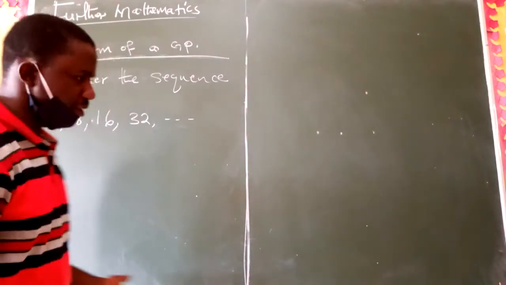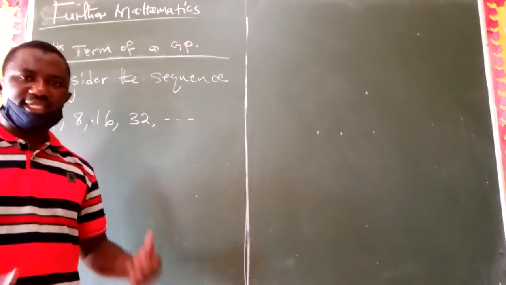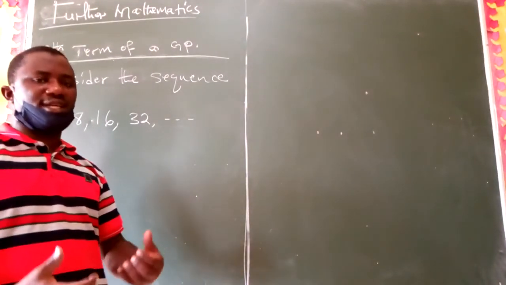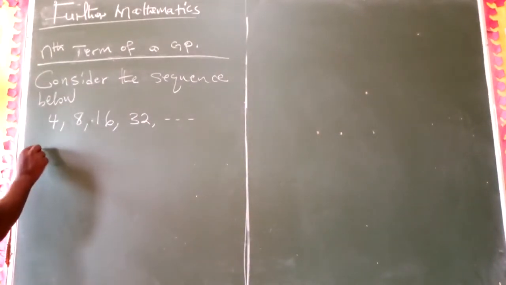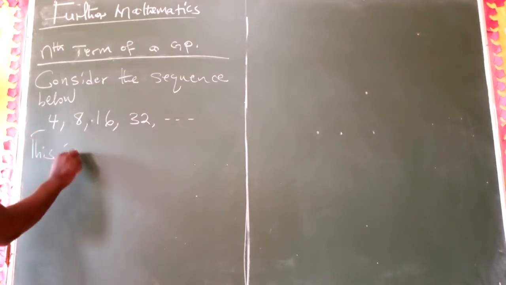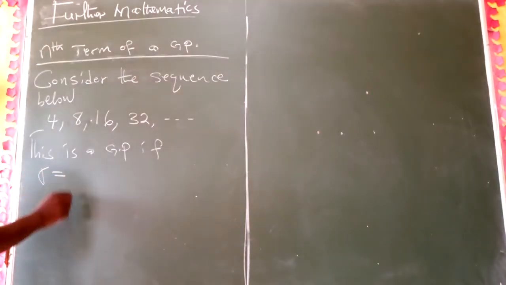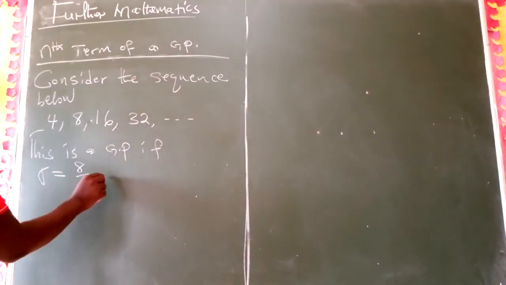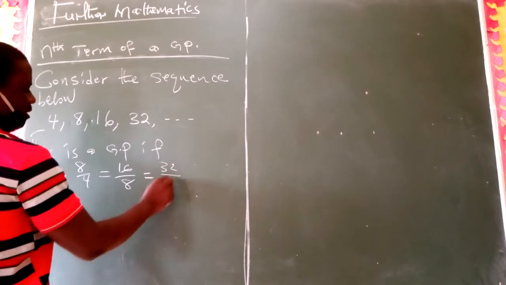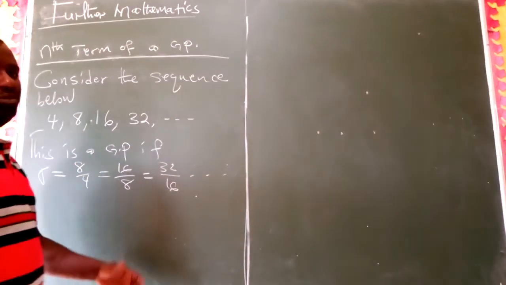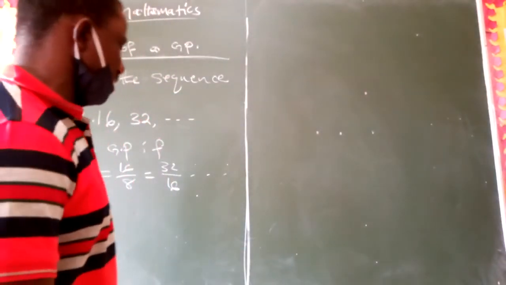How do we know this is a GP? We know this is a GP if we take the ratio between two consecutive terms, a term divided by its preceding term, and we find out that the ratio is the same throughout. So r is 8 over 4, which equals 16 over 8, which equals 32 over 16, and so on, right? Any term divided by its preceding term giving you a constant ratio means that the sequence is a GP, okay?